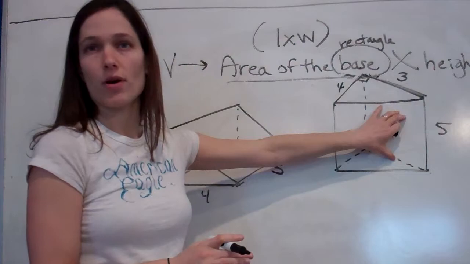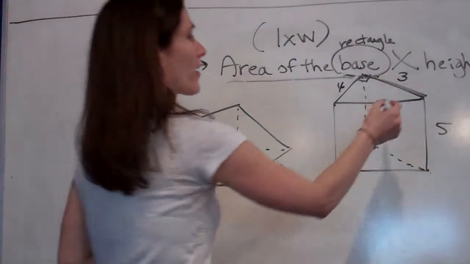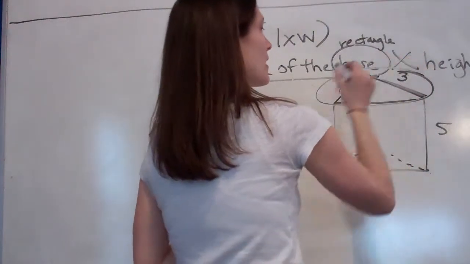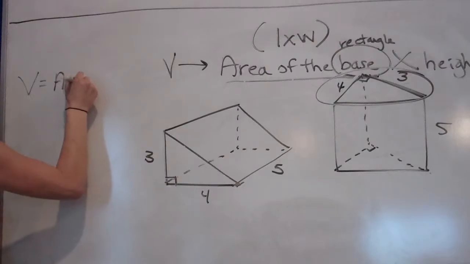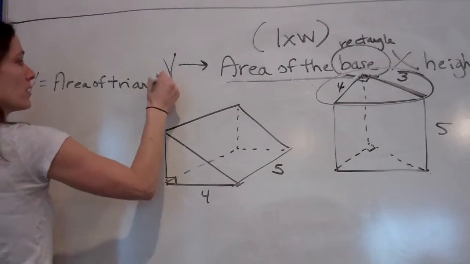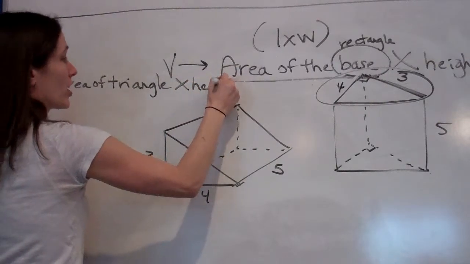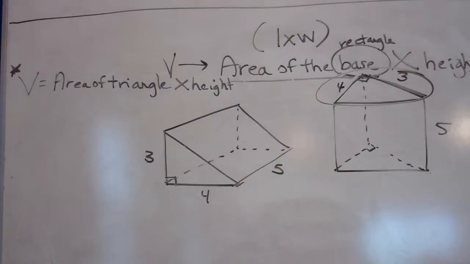Everybody understand that part? Yes. Okay, good stuff. Now, if I'm going to find the area of the base, what you're going to write is volume equals the area of the base, and you're going to put area of a triangle times the height. You want to go on and put that into your problem so you'll remember what you're doing.